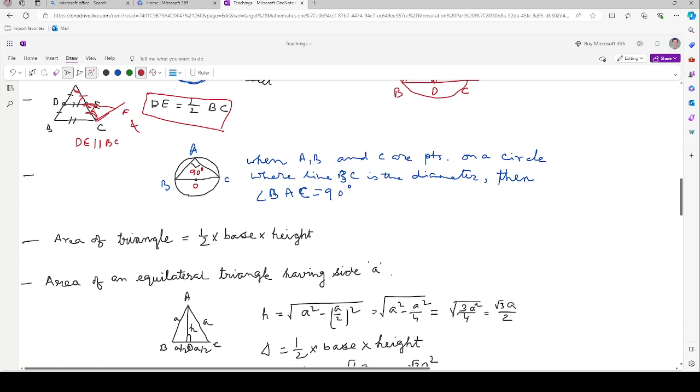Now, how do we find the area of a triangle? Already we have discussed one equation, Heron's formula, to find the area of a triangle. Here is an alternate formula by which we can find the area of a triangle. Area equals half into base into height. If we know the height of a triangle and the respective base, then the area of the triangle equals half into base into height.